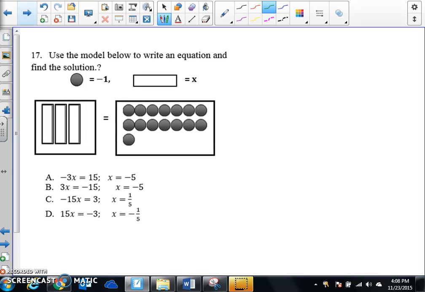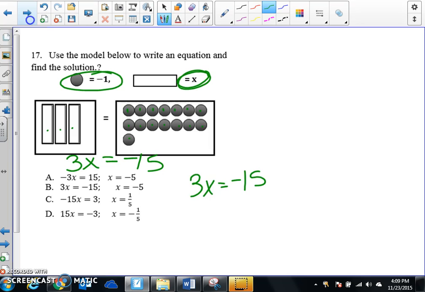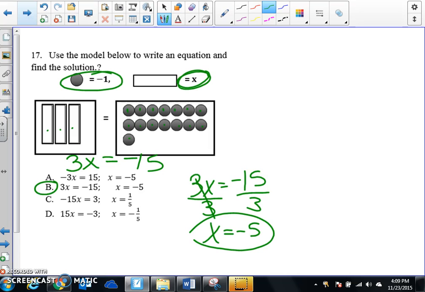All right, we're going to use the model. We didn't really talk about this too much in class, but I think y'all can figure it out. I've got 3 x's, so 3x equals negative 15. That gives me 3x equals negative 15. I divide both sides by 3. x equals negative 5, and that is answer choice B.